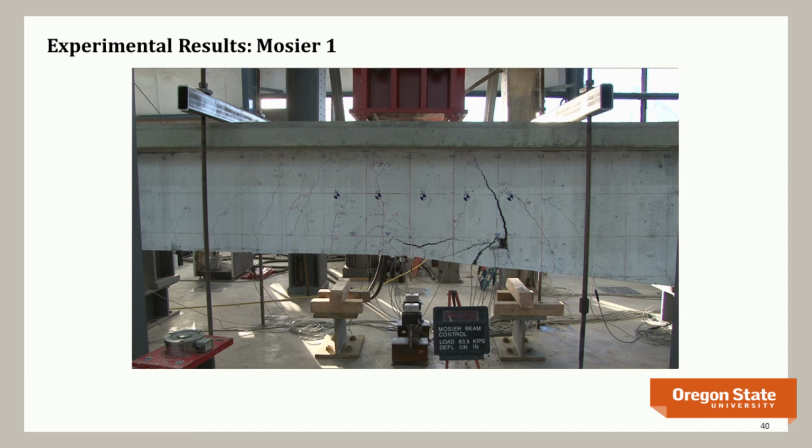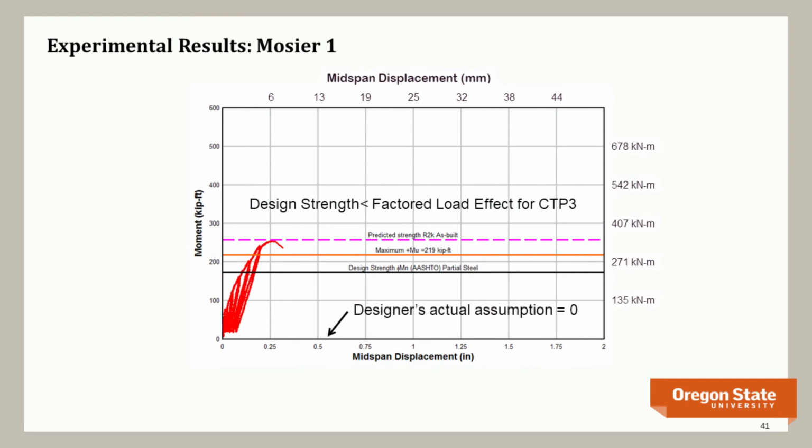And in fact, if you look at the crack pattern, it looks very close to what they observed in the field. And that red curve shows you the capacity. The design capacity is shown by the black line, and the calculated demand is shown by the orange line. So by calculation, it wouldn't be able to carry the loads.